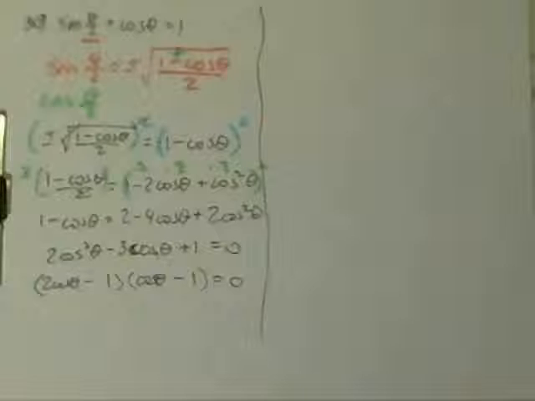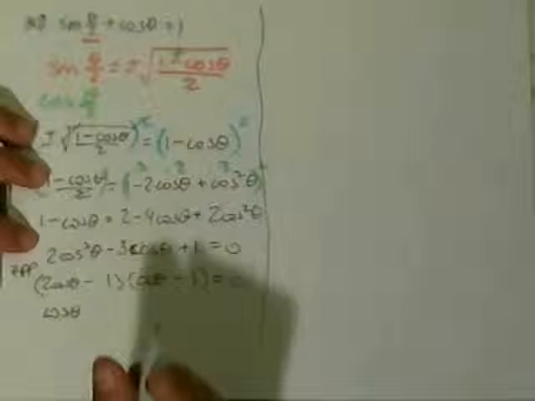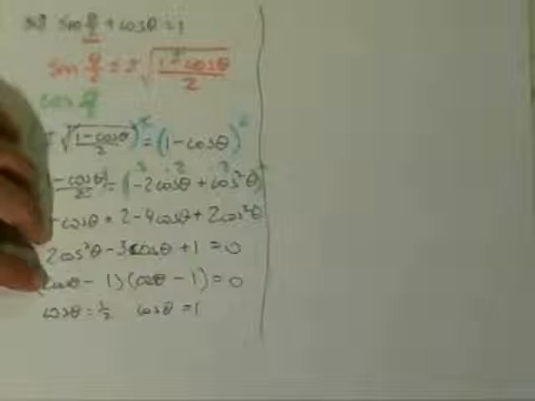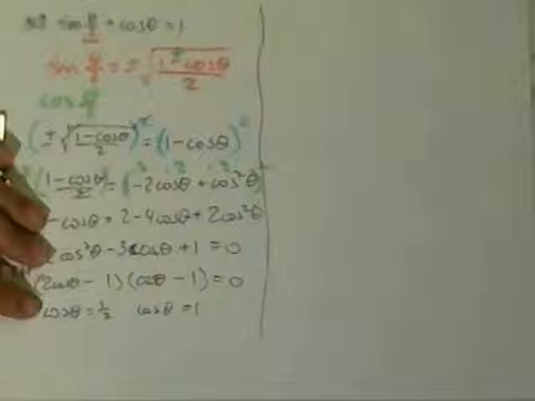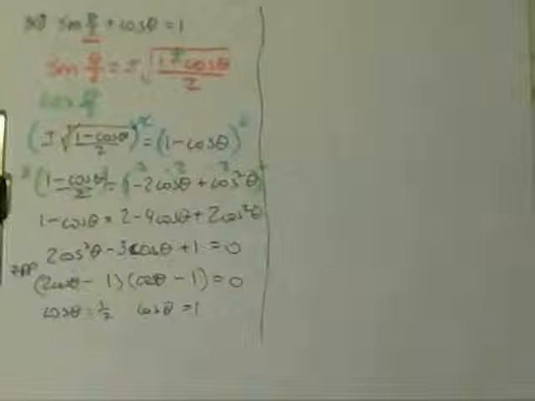Now we have to use the zero product property. Cosine of theta is equal to 1 half, and cosine of theta is equal to 1, because we set it equal to 0, move the 1 over, divided by 2, and same as this. When is the cosine of the angle equal to 1 half? By now, you should know the reference angle and all that stuff. I'm just going to figure it out for you.